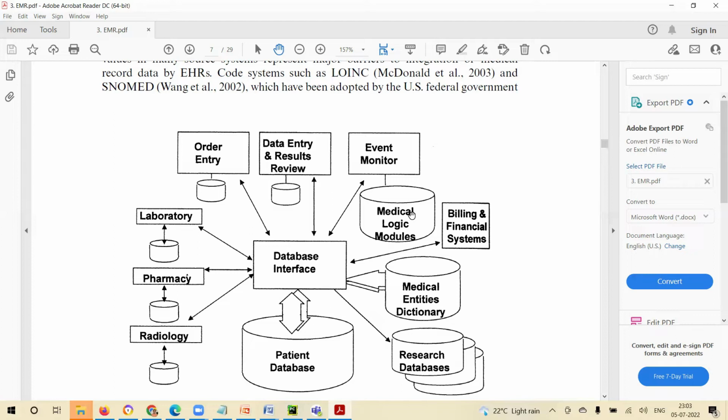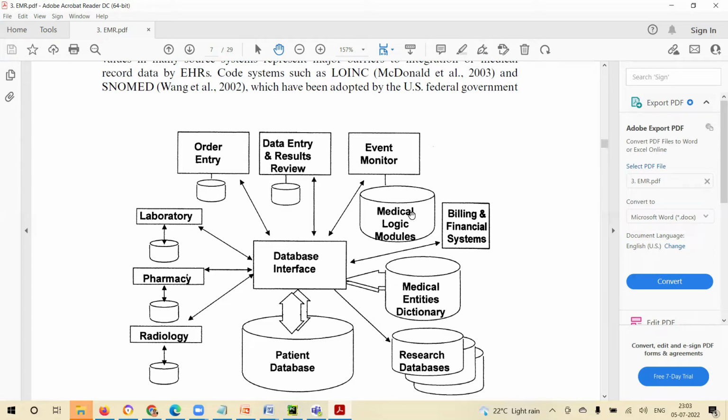And also the medical billing financial system. The information related to their payments after the treatment is also integrated in this database.